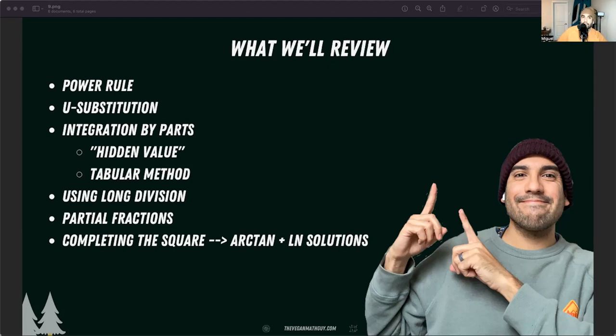Again, I don't expect you to know any of these methods here. However, if you don't feel comfortable with any of them, you're more than welcome to let me know in the chat. We'll love to know what your strength is when it comes to integration. Are you a beginner, or are you just here for some math fun? So anyway, let's go ahead and get started with the power rule.